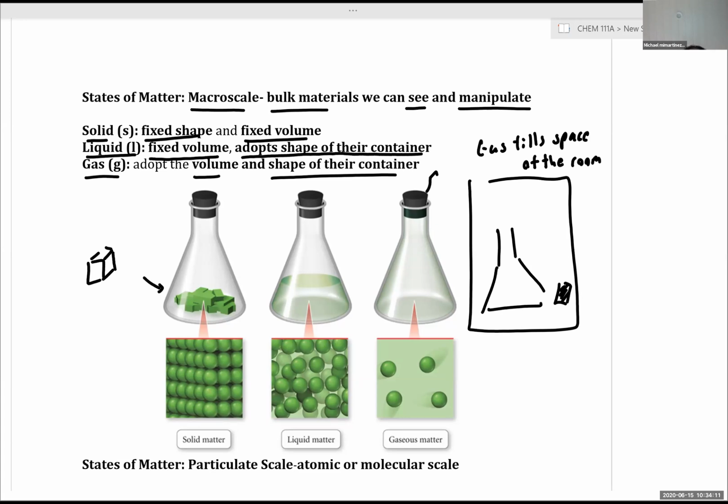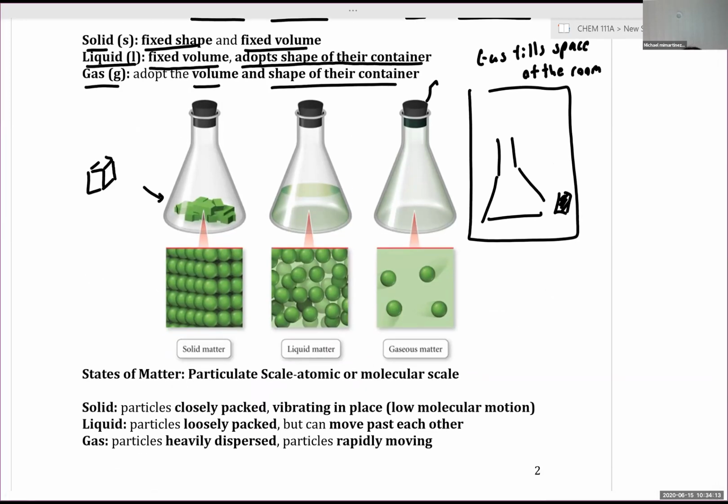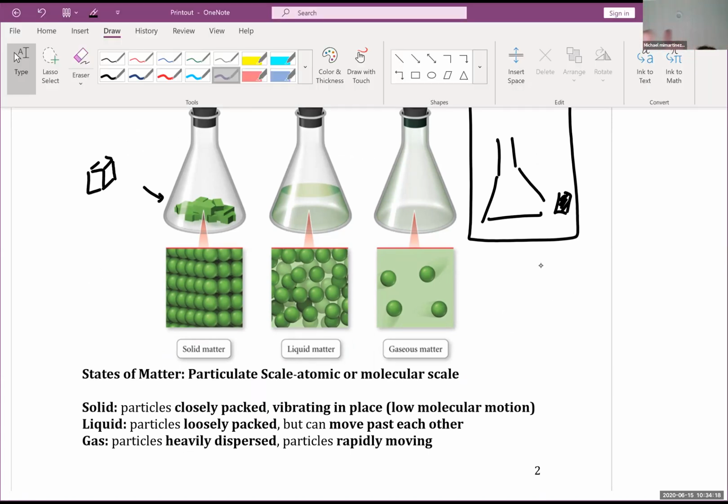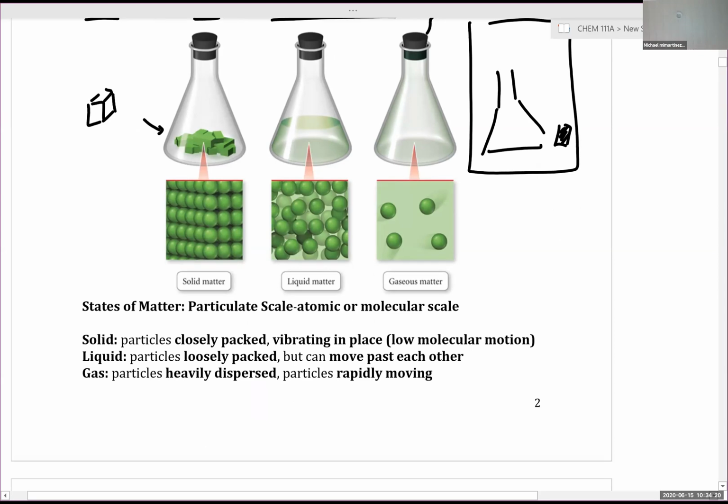Perfect. Okay. So we're now going to move from the macro scale view to the particulate scale. And this is really the domain of chemistry. So if we look at matter from the microscale or particulate perspective, we really begin to ask, how are the particles arranged in each state of matter? At the particulate scale, we're primarily dealing with atoms and molecules. We're looking at things from the atomic or molecular perspective.